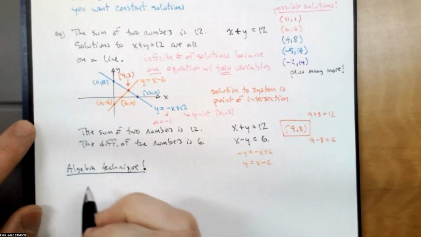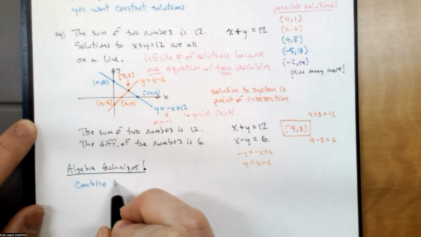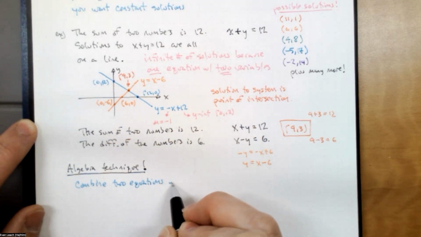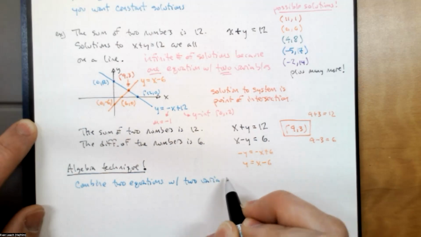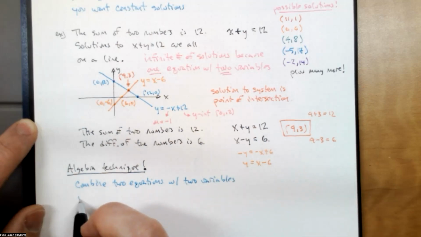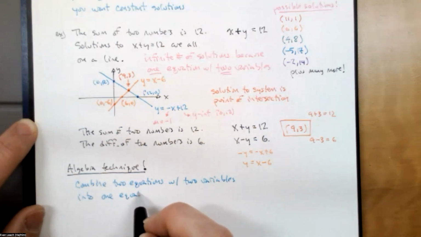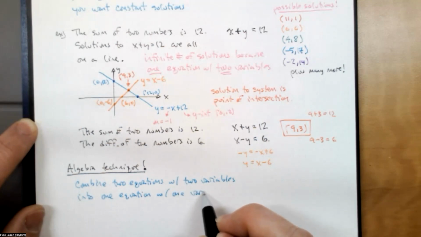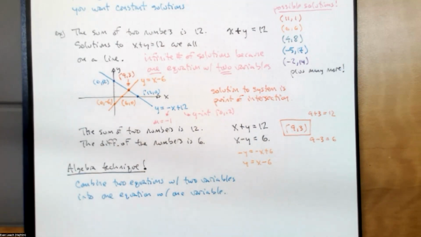The technique is to combine 2 equations with 2 unknowns into 1 equation with 1 variable. All of your techniques are equivalent to this.